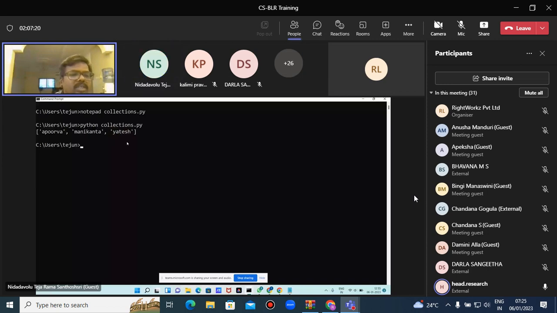Yeah. So you have printed collections. Okay. Yes. Now just again you can open Notepad. Same file. Notepad space collections.py. Same program. In the same program you can include more.